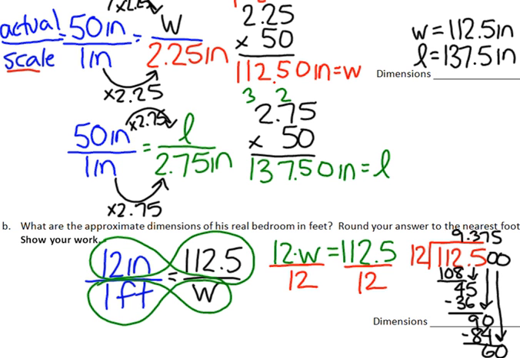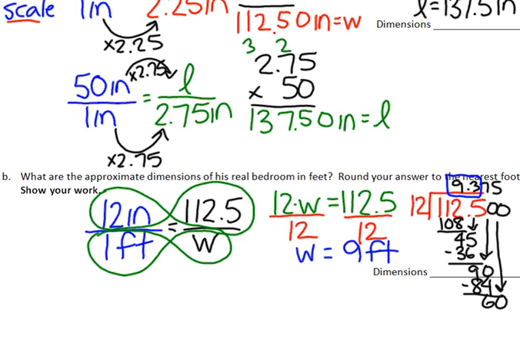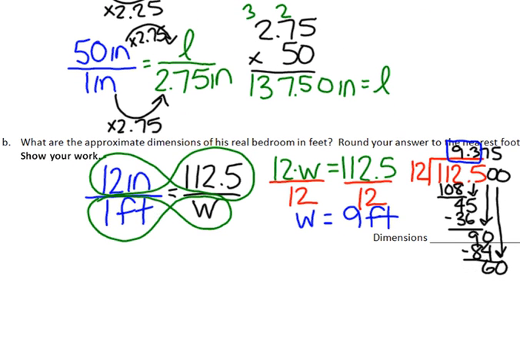Because we're rounding to the nearest foot, we're looking at this 9.3 part. Anything under 5, so 0 through 4, we're going to keep at the same value. So that tells us that our width, we can round it to be 9 feet. And then we're going to do the same thing for the length. We'll use our same proportion, except this time we're going to put in L for length.